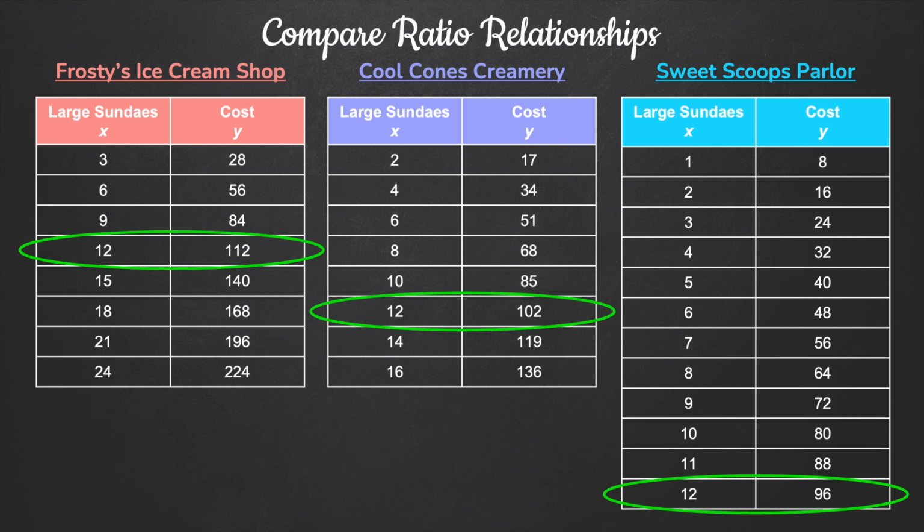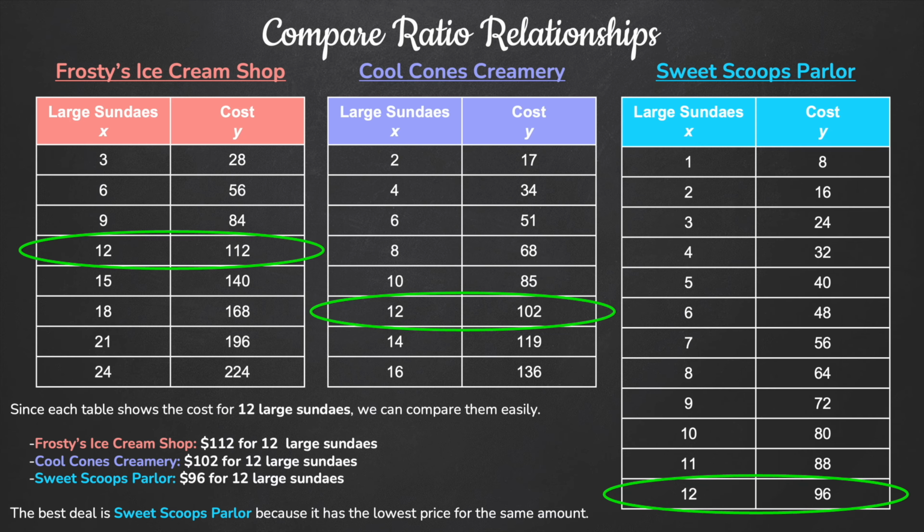However, we would still get the answer using 12 large sundaes, because at Frosty's Ice Cream Shop, 12 large sundaes cost $112. At Cool Cones Creamery, 12 large sundaes cost $102. And at Sweet Scoops Parlor, 12 large sundaes cost $96. So we still get the same answer that Sweet Scoops Parlor is the better deal in this case.